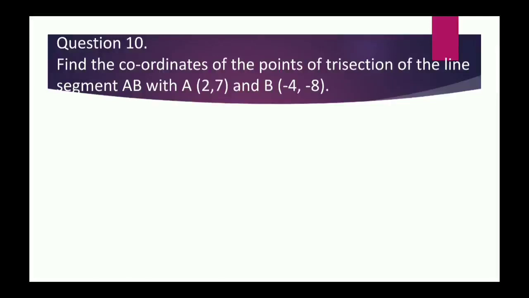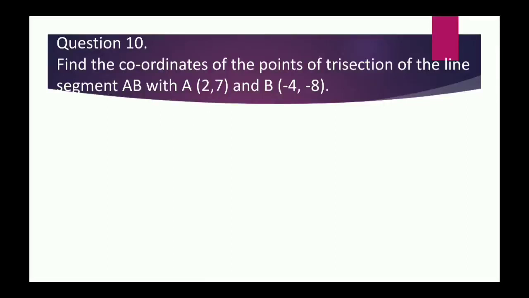Question number 10. Find the coordinates of the point of trisection of the line segment AB. A is (2, 7) and B is (-4, 8). So we have a segment called AB that is divided into 3 sections. Tri means how much? 3 sections. In the same way, we have 2 more questions where the segment is divided into 5 sections, 6 sections, 7 sections. So I am solving for the 3 sections. The same way you have to solve the remaining also.